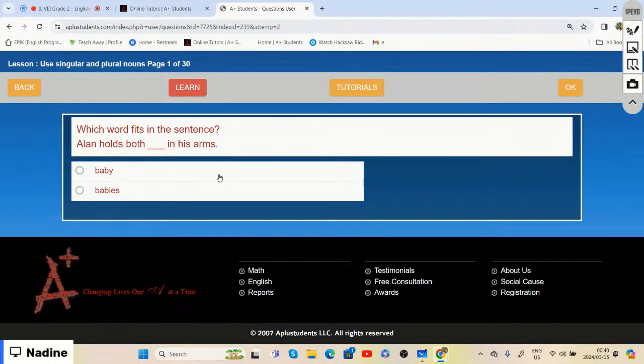So look at both the nouns, right? Do we say it is baby or babies? Ellen holds both baby in his arms or both babies in his arms. Because both, does it refer to one or does it refer to more than one?